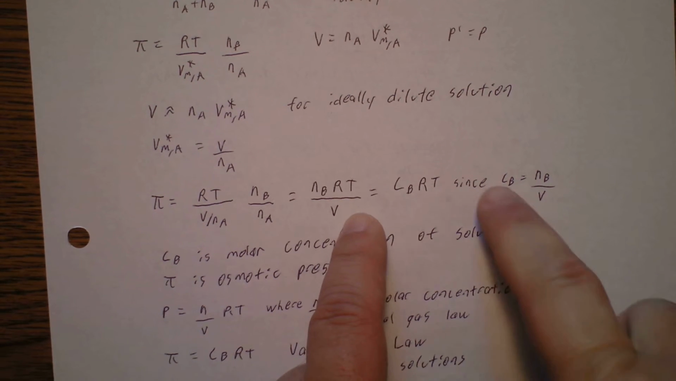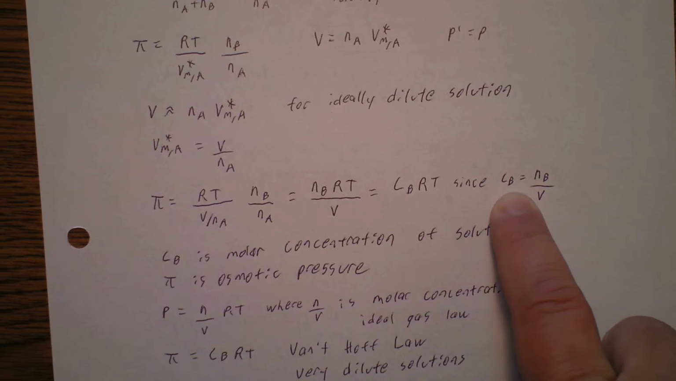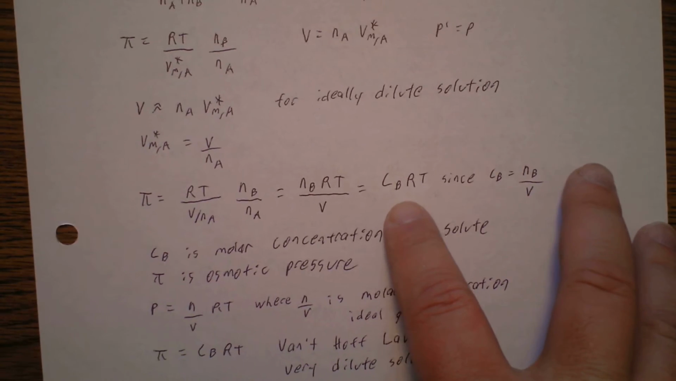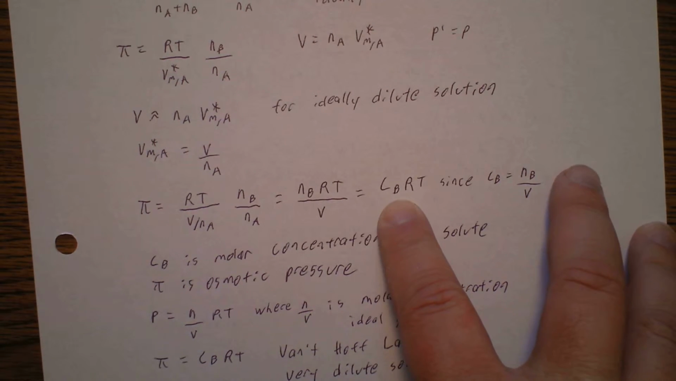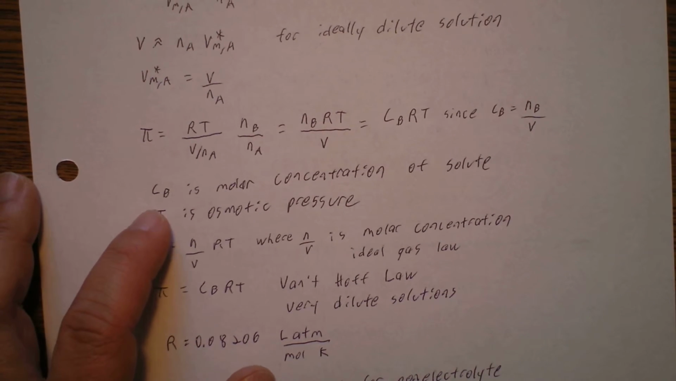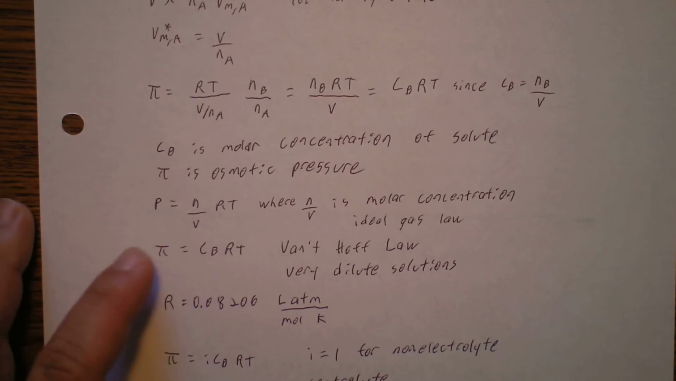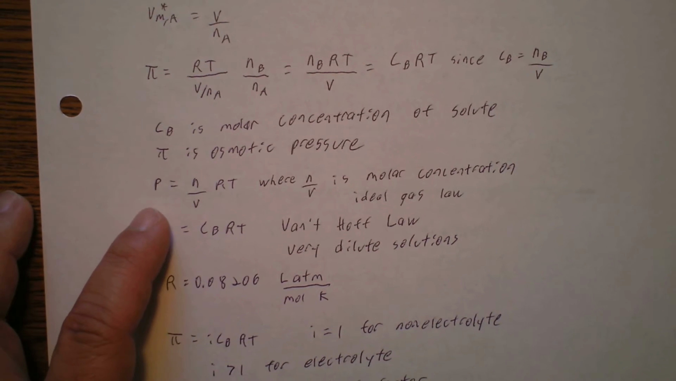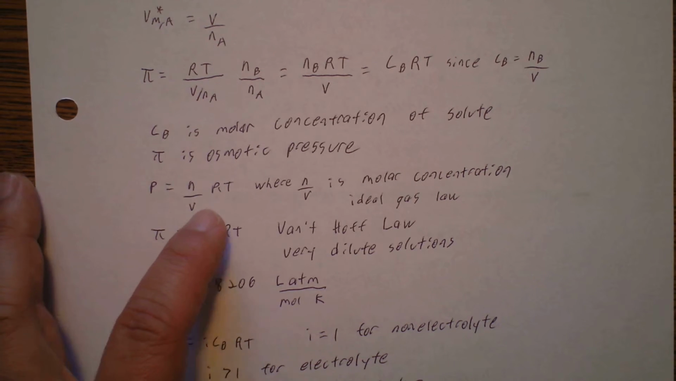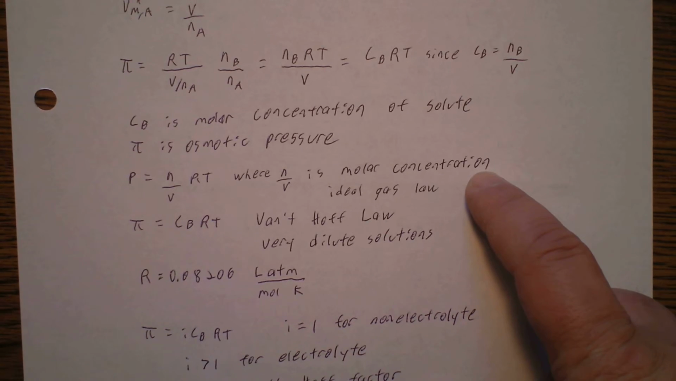Now remember, the number of moles of B divided by the volume, that's also known as the concentration of B. So we could also just say that pi, the osmotic pressure, is equal to the concentration of the solute times RT. So remember, C subscript B is the molar concentration of your solute. And of course, pi is osmotic pressure. So the pressure is the number of moles divided by the volume times RT.